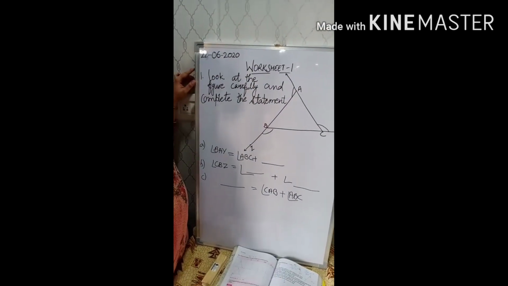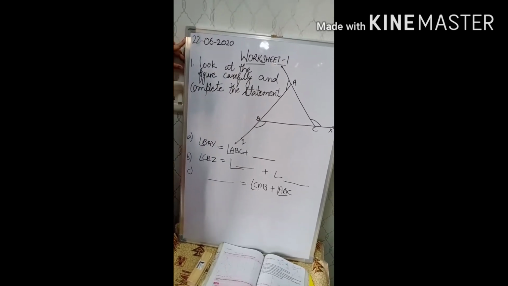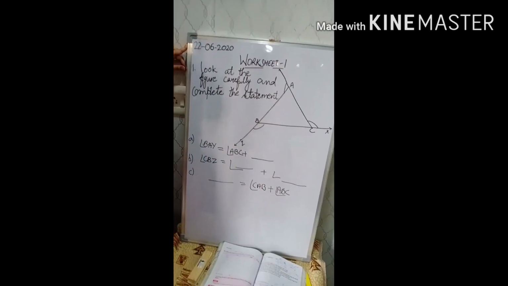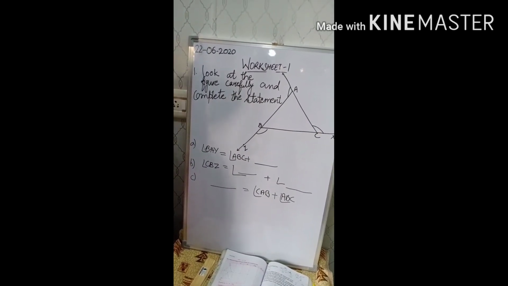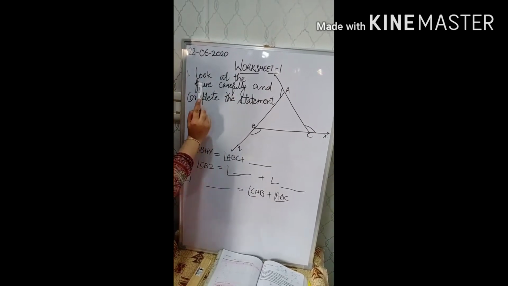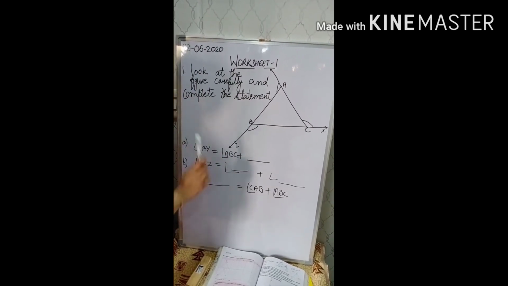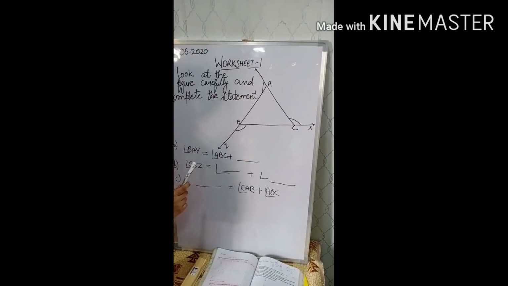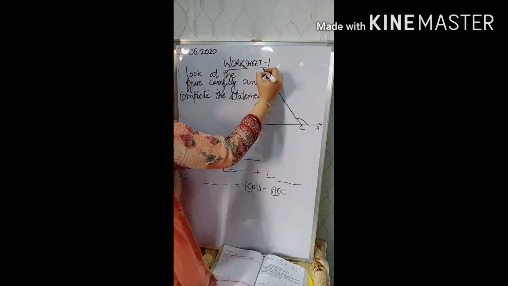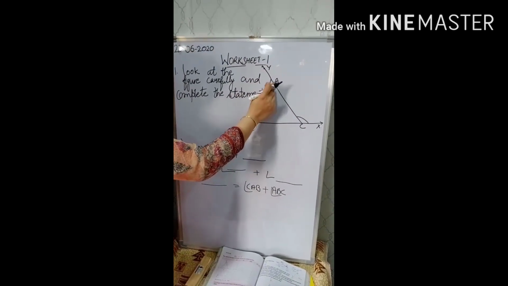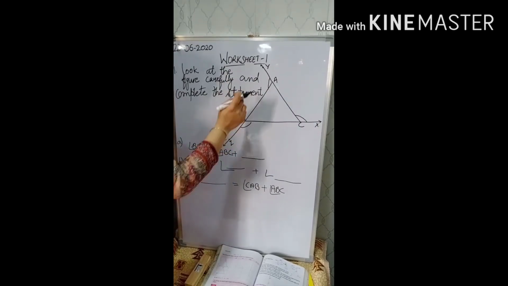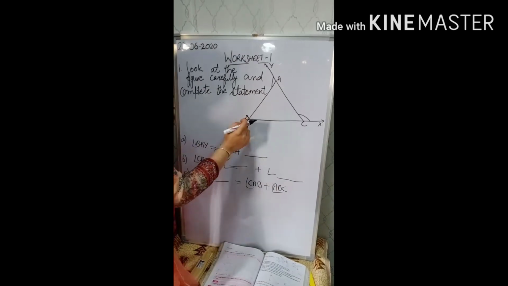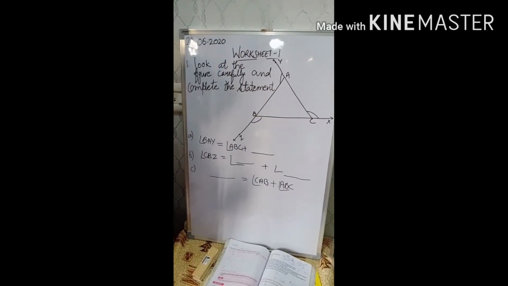After understanding the exterior angle property, that the exterior angle is equal to the sum of opposite interior angles, we are going to start with worksheet 1. In the first question, look at the figure carefully and complete the statement. You are given a triangle ABC. Here are the three exterior angles. This is a point Y. ACX is an exterior angle, YAB is an exterior angle, CBZ is an exterior angle.